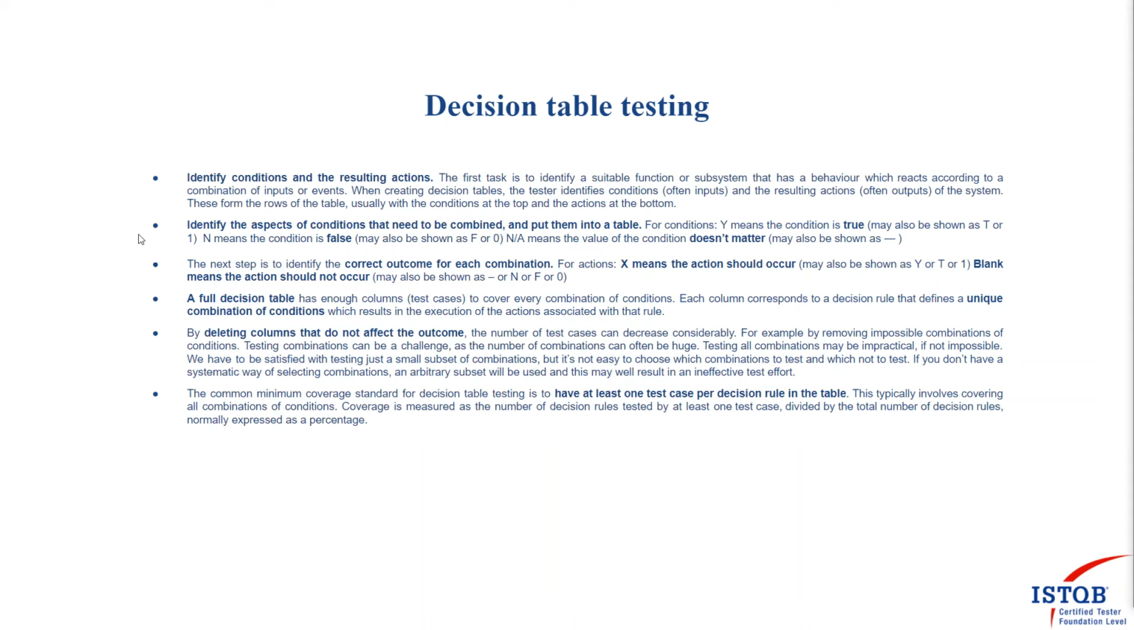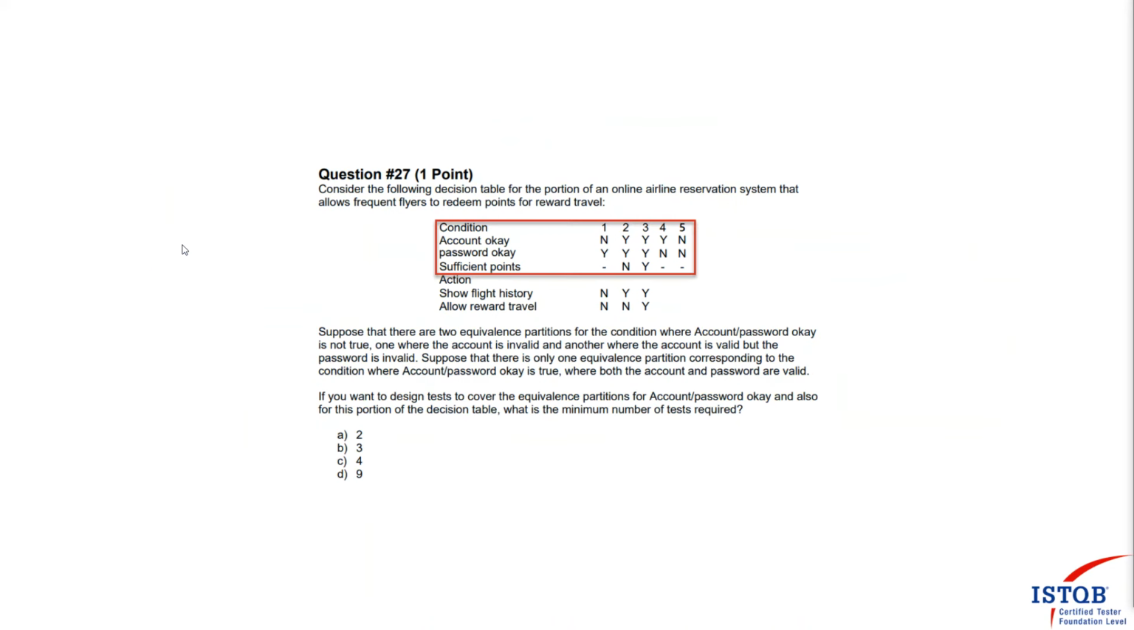The second thing which we need to do is identify the aspects of conditions that need to be combined and put them into a table. Those can be true, false, or doesn't matter. Let's check our table. Conditions, account OK and password OK, are simple. Those can be only yes or no. The problem is with the condition sufficient points. This is the first test where we have the condition state doesn't matter. We need to assume here because we don't have straightforward requirements.